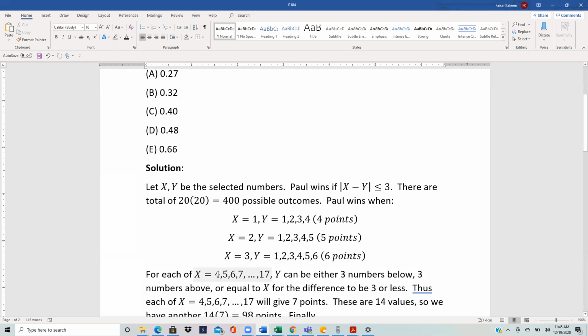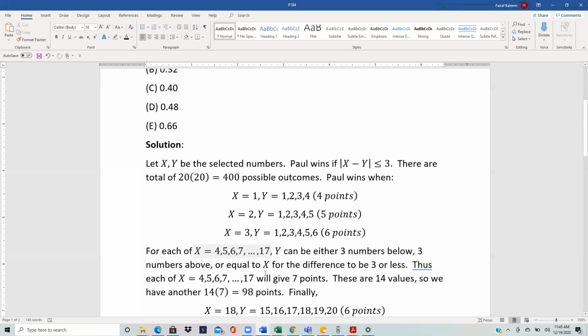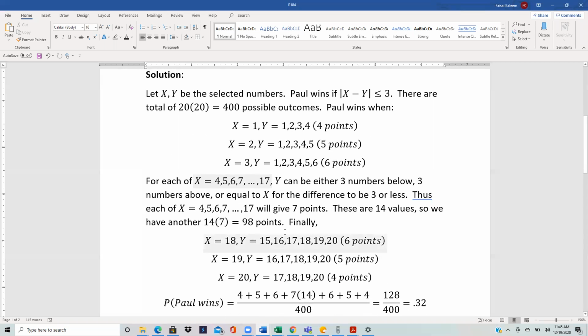Now between 4 and 17, there are 14 numbers, and each of these 14 is bringing in 7 points. So these will bring 14 times 7 equals 98 more points besides these. And then we are left with 18, 19, and 20. When x is 18, y can be 15, 16, up to 20. So these are 6 points. And then for 19, it could be 16 through 20. And then when x is 20, y can be 17 through 20 to have the difference 3 or less.